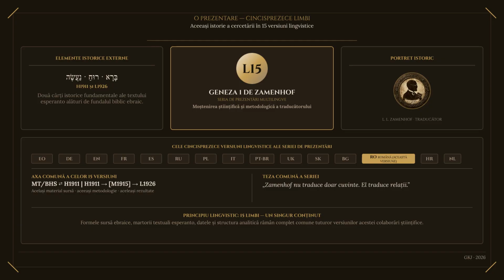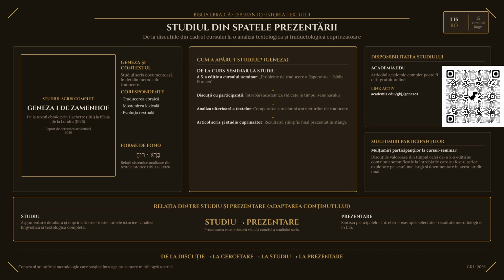It details the methodologies used, including the specific linguistic categories applied to analyze Zamenhof's translation process. The study was born from academic seminars, where questions helped refine our approach. You can access the full academic paper and all supporting data on academia.edu.